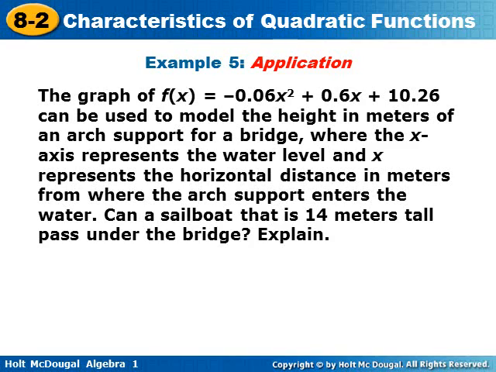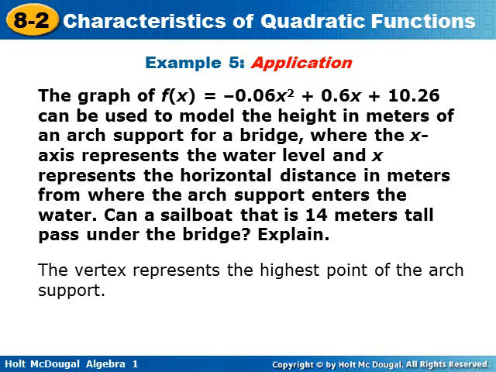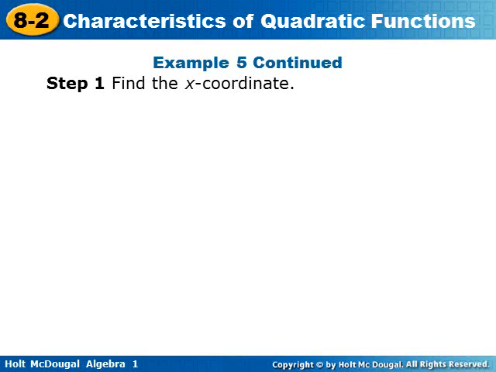The graph of f of x equals negative 0.06x squared plus 0.6x plus 10.26 can be used to model the height in meters of an arch support for a bridge, where the x-axis represents the water level and the x represents the horizontal distance in meters from where the arch support enters the water. Can a sailboat that's 14 meters tall pass under the bridge? Explain. The vertex represents the highest point of the arch.